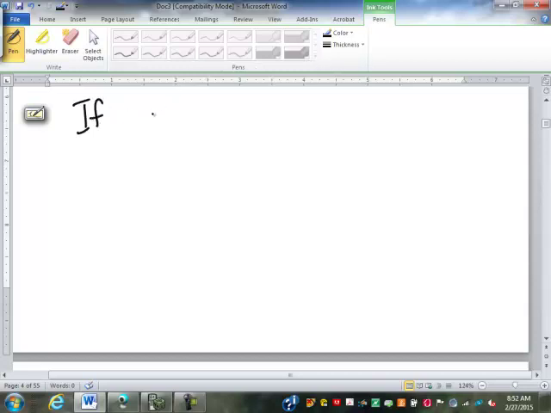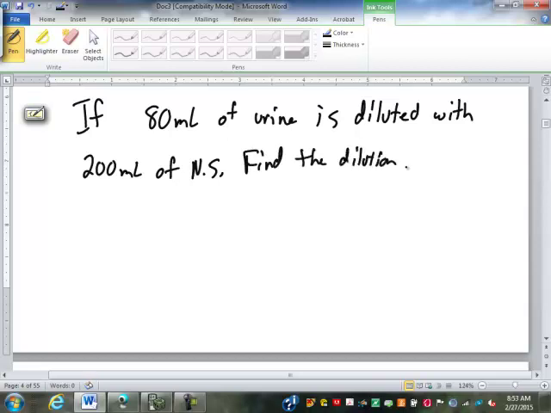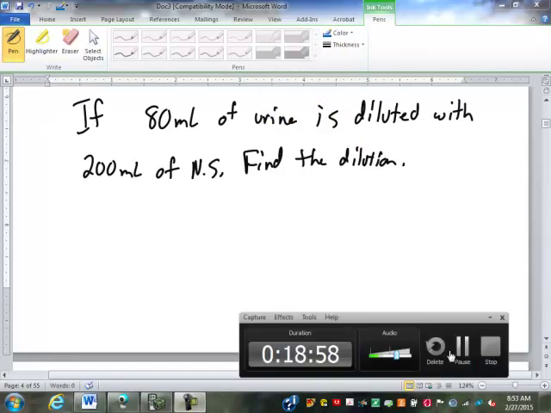Let's say we have 80 milliliters of urine that is diluted with 200 milliliters of sterile water. Find the dilution. So what is that dilution? I'll give you a second.